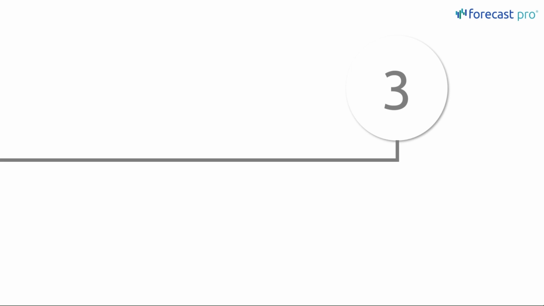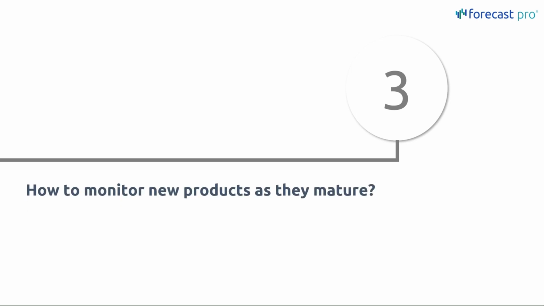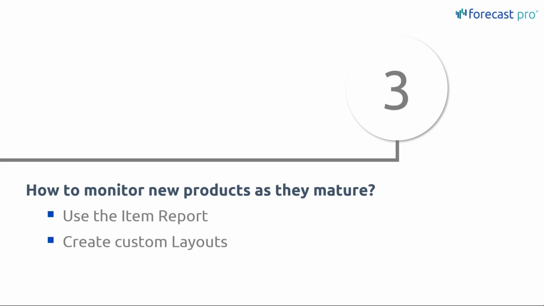Finally, we're going to wrap up by talking about the item life cycle. So this would be how to monitor your new products as they mature. Items that come into your project for the first time are not going to be new forever. Eventually their history will extend as new actuals roll in. And we want to be able to monitor these in the most useful possible way. So we'll talk about using the item report and custom layouts to keep track of our products as they go from completely new to well-established items.